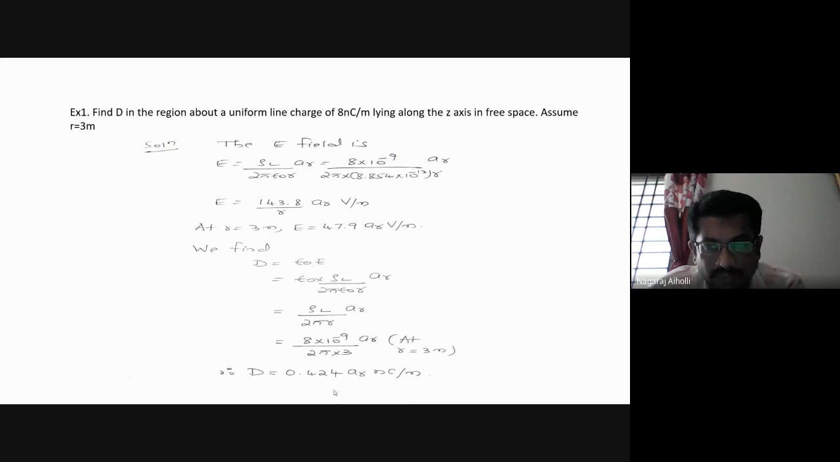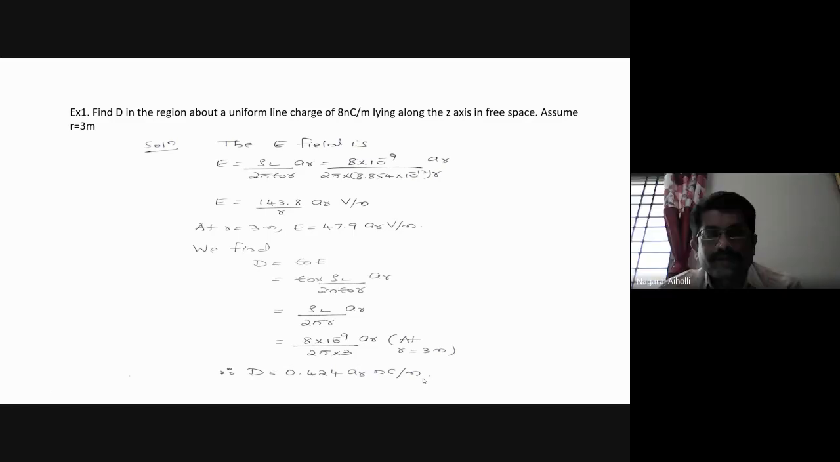So it will be 0.424 AR nanocoulomb per meter. This is our answer for the electric flux density at the given point R equal to 3 meters. AR we should not forget. D is equal to 0.424 AR nanocoulomb per meter in terms of the unit vector AR. I hope this example is clear to everyone.